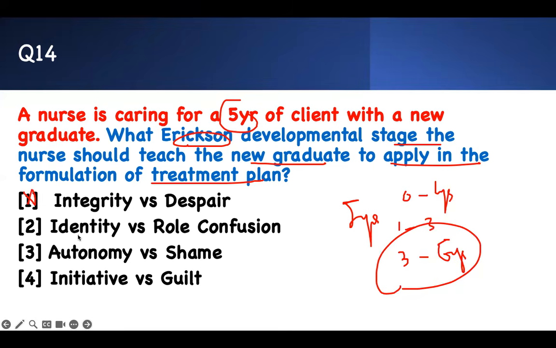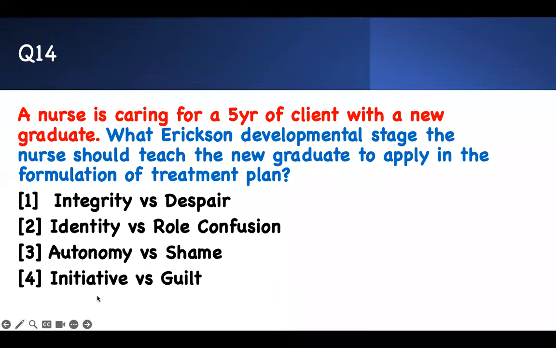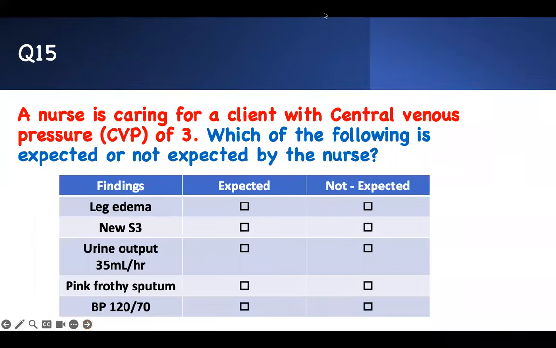Identity role confusion is adolescents. They go into high school, they don't know who they are. They start dressing some way, trying to figure out who they are, wearing shoes and cutting their hair a certain way that is inappropriate. So that's the identity role confusion. Autonomy and shame is the next stage, 1 to 3 years old, after they pass mistrust and trust. So initiative and guilt is your right answer. Okay. You have to know this. There's no easy way to teach you. Next question.